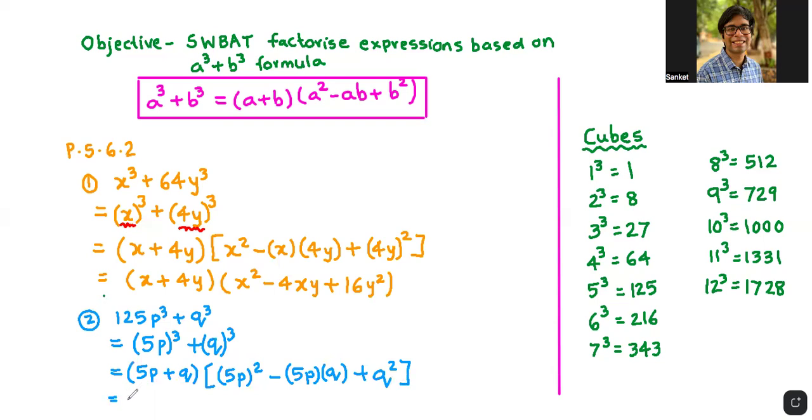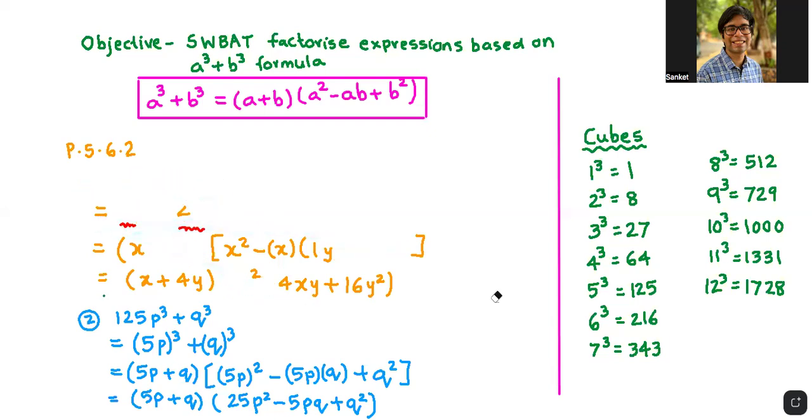One more step is needed to simplify. So I get 25p square minus 5pq plus q square. If this is clear, let's move and do more questions from this practice set.